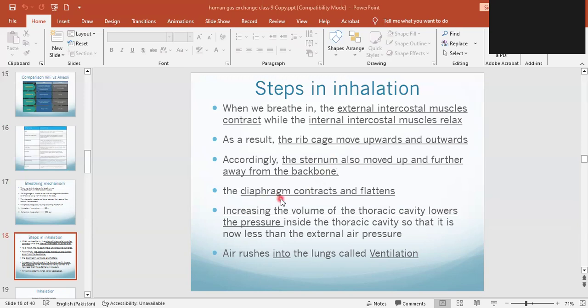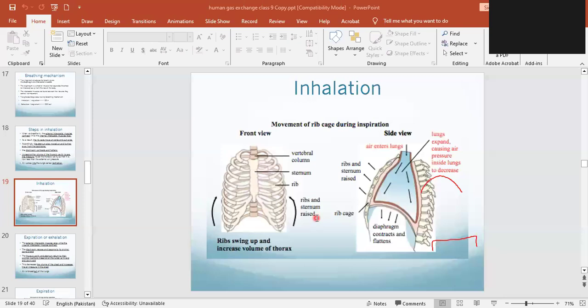And your diaphragm contracts and flattens. Your diaphragm is actually in a dome shape when it is in a relaxed condition, but when it is contracted, it flattens, which helps in increasing the thoracic cavity, the chest cavity. And then what happens? The air rushes into the lungs. This is a diagram of the inhalation. The chest cavity should increase.